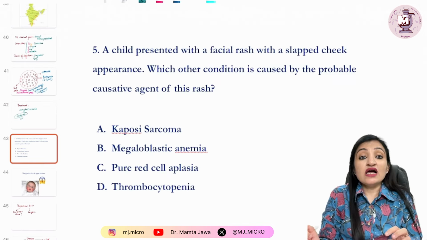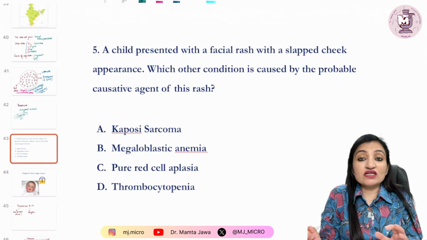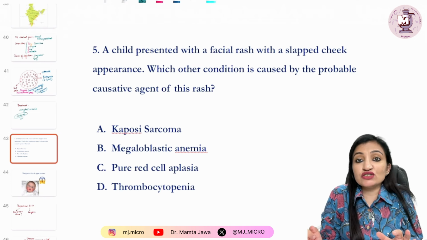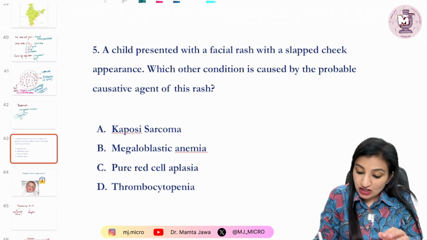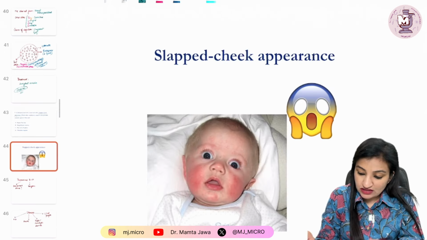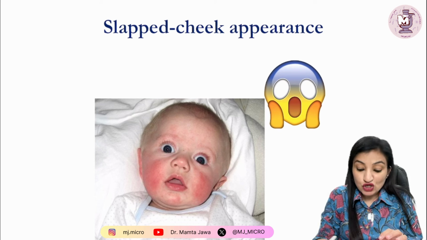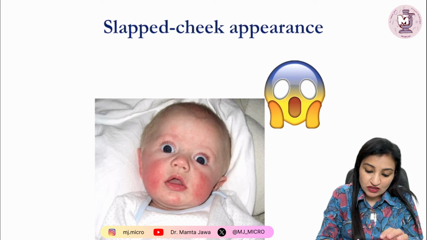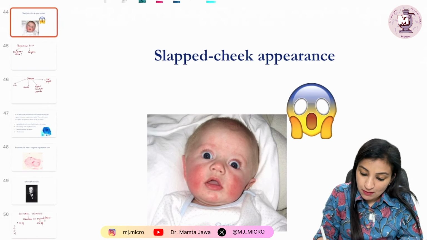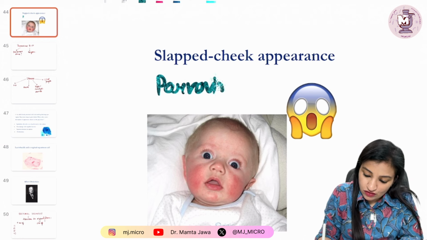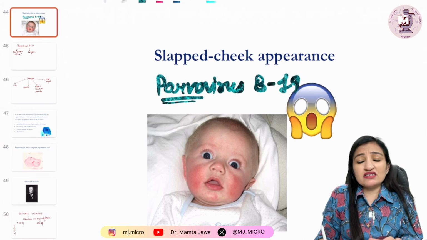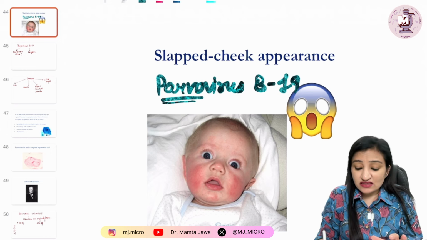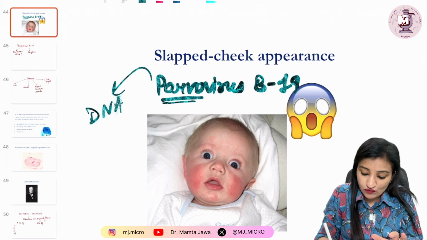Then next question. A child presented with a facial rash with a slap cheek appearance, which other condition is caused by the probable causative agent of this rash? So slap cheek appearance, they already have mentioned. So what should you think of? This is how, by the way, the slap cheek appearance looks like. You should think of infection with Parvovirus B19. Parvo itself means small, so remember it's the smallest medically significant virus infecting humans, and it is an example of a DNA virus.